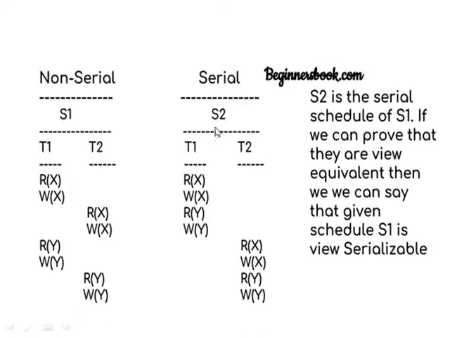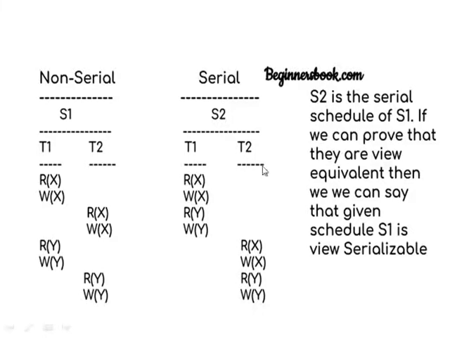In S2 also, transaction T1 first reads the data item X. So on data item X, the operation is the same read operation, same as S1. Both are matched. Now let us check for the data item Y also. In schedule S1, transaction T1 first reads the data item Y. So on data item Y, the first operation is read.